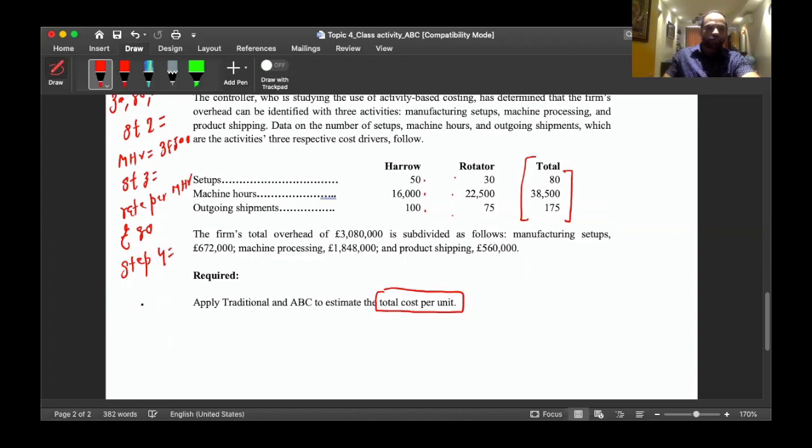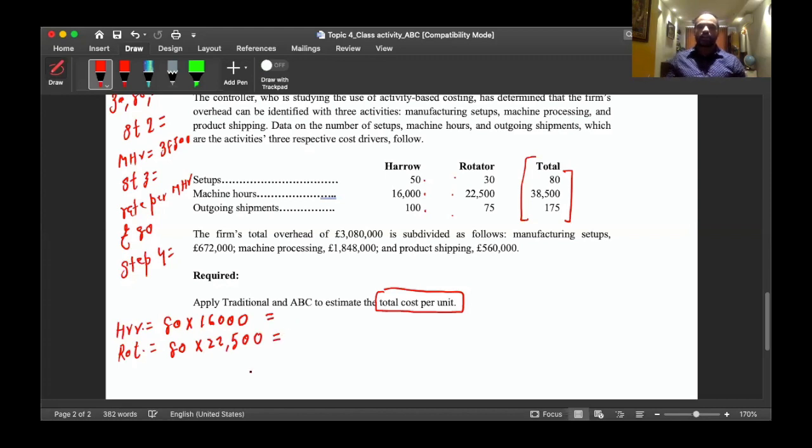Now, step four. So for harrow it is 80 multiplied by... and rotator, 80 multiplied by... 80 multiplied by 50, why 50? 50 is not a machine hour. 16,000, yes. 16,000 are machine hours. And rotator 22,500.